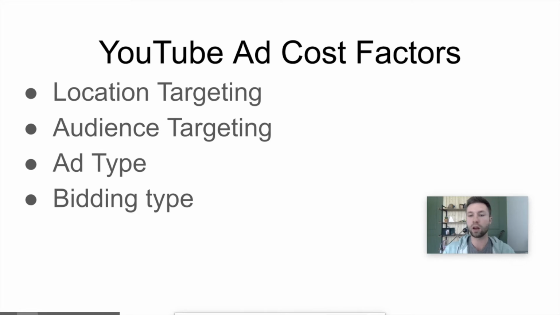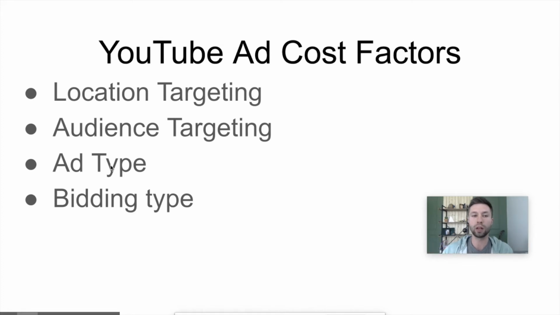The next one is audience targeting. And in the next slide, I'll get into a little bit more of the different audience targeting inside of YouTube and what that looks like. But there are different ways that you can target your audience. And in my experience, that has been the biggest factor that has led to the discrepancy in the 10 versus 30 cents cost per view. Another factor can be your ad type. And then last is your bidding type as well.